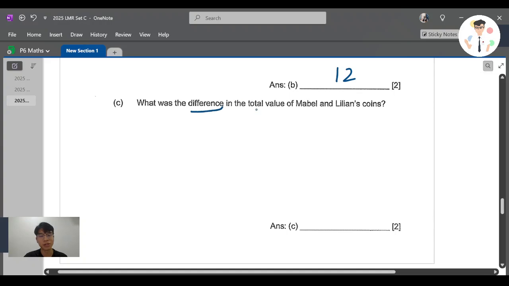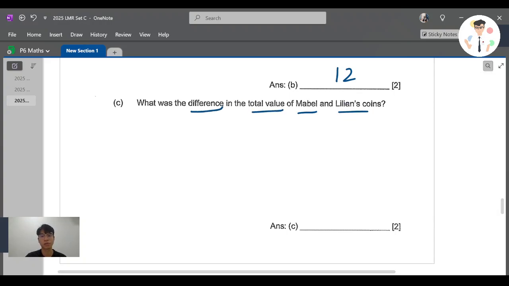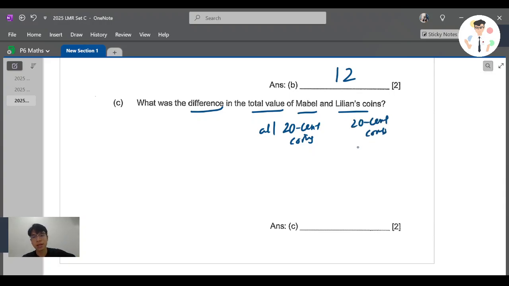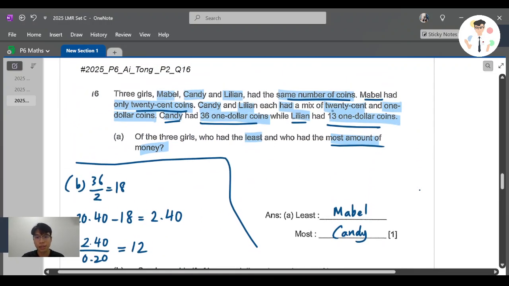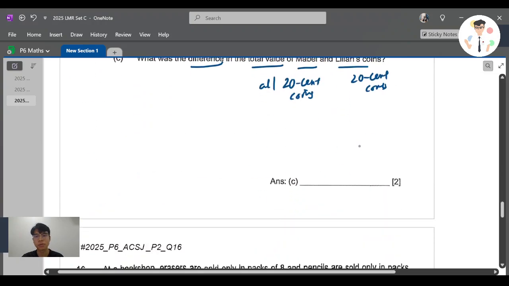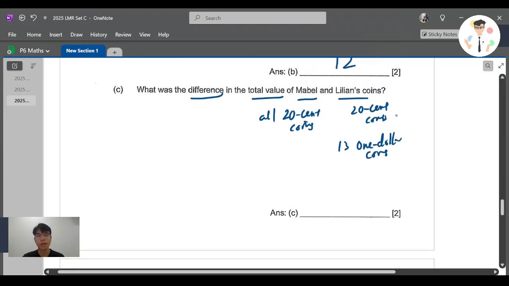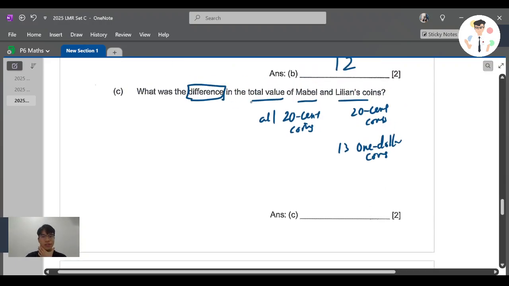What was the difference in total value of Mabel's and Lillian's coins? Let's look at Mabel. Mabel only has 20-cent coins, all 20-cent coins. Lillian has a mix of 20-cent coins and, let me just check, 13 $1 coins. So 13 $1 coins. And the question now is asking you to find the difference in the total value.